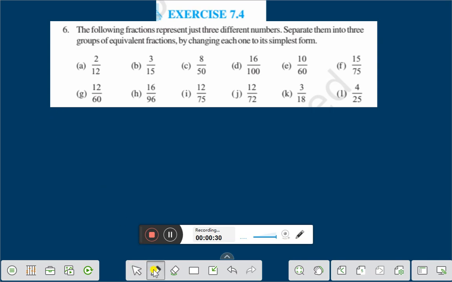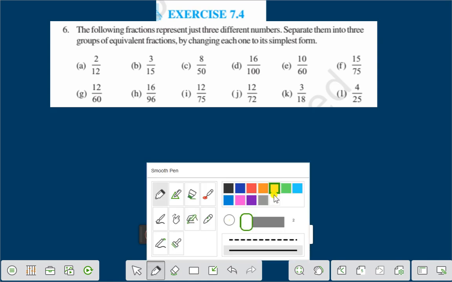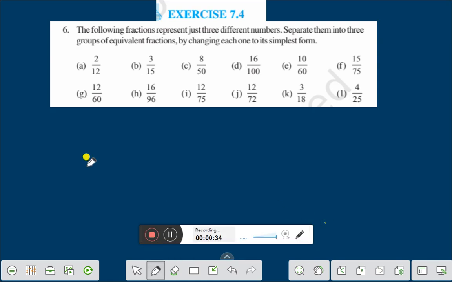Question number A is 2 by 12. We will change it into lowest term or simplest form. 2 by 12. If we cut it with 2, 2 1s are 2, 2 6s are 12. It is 1 by 6. Right?